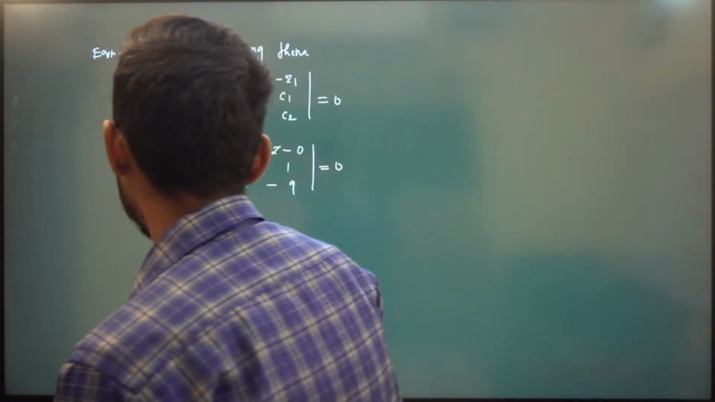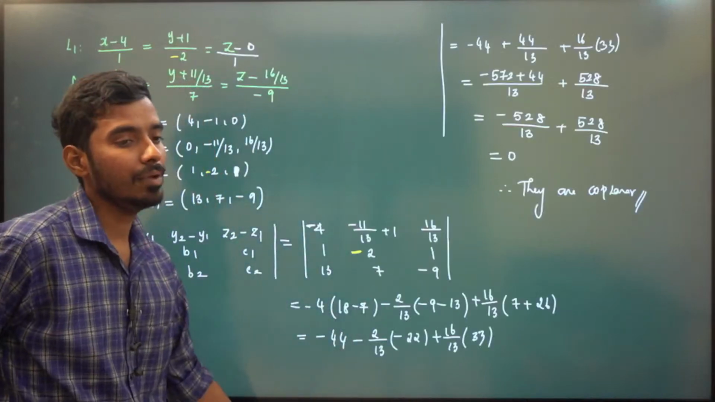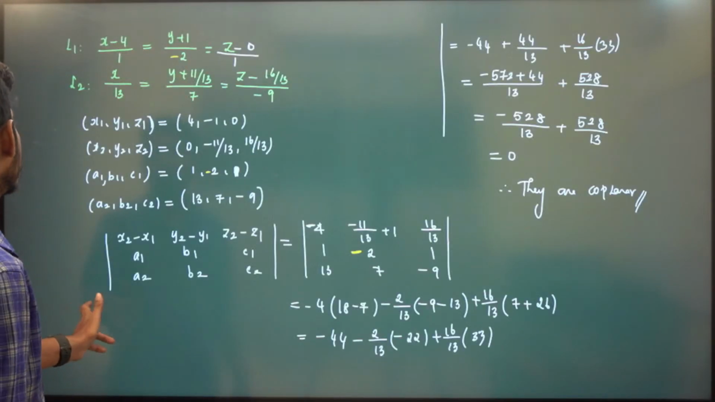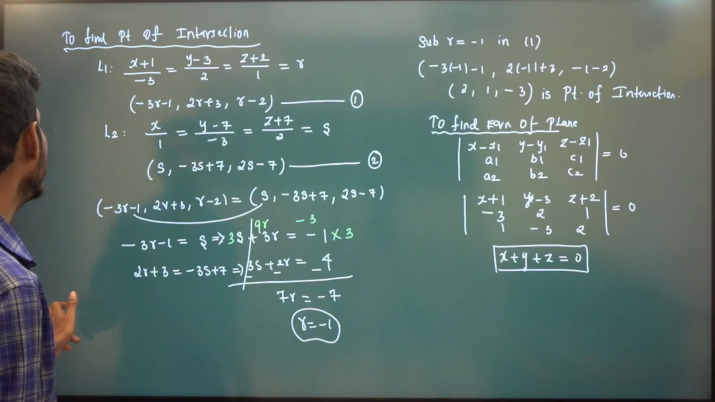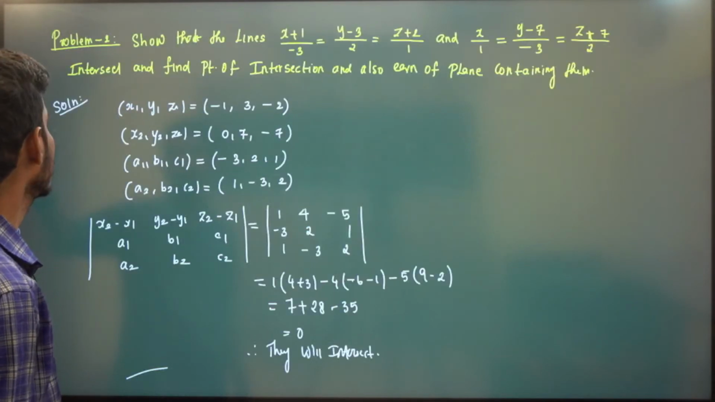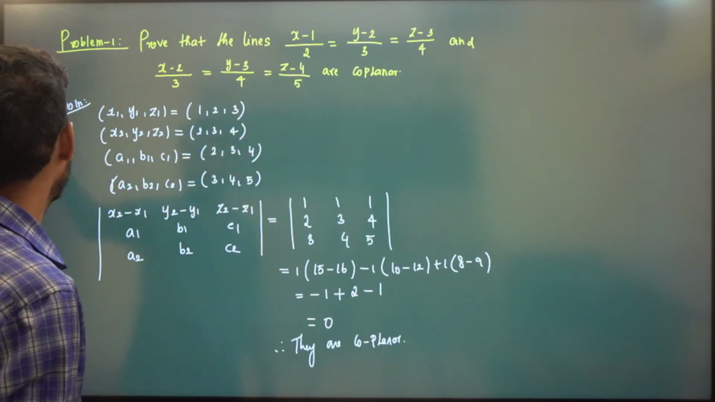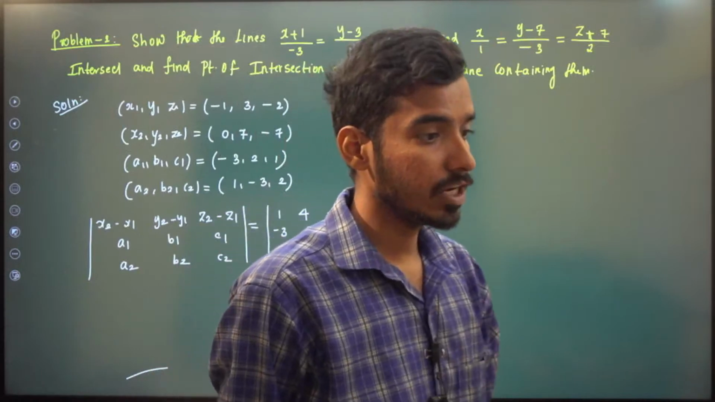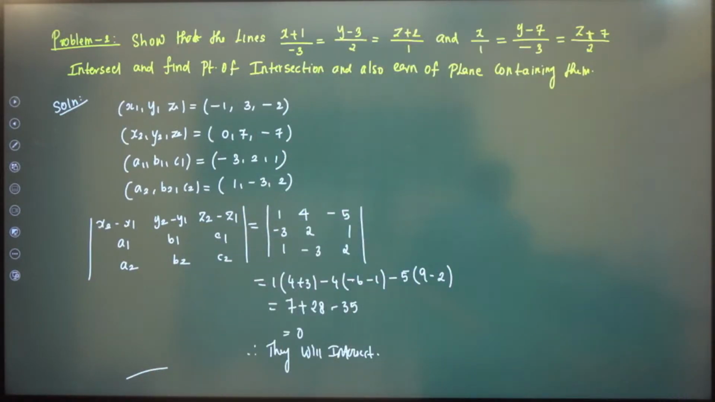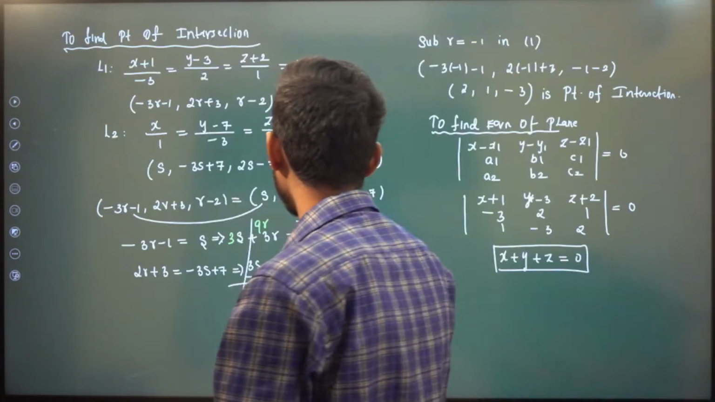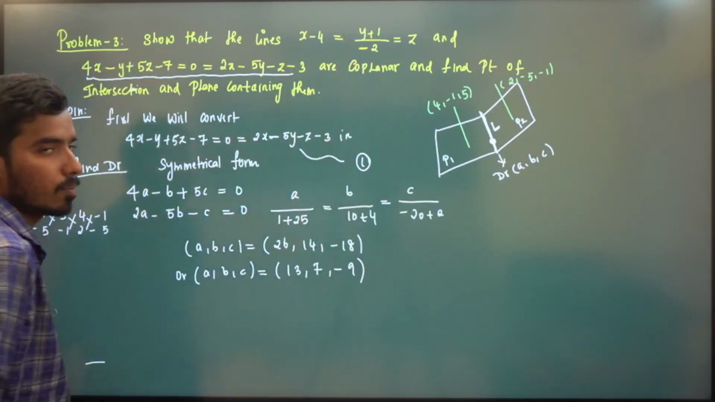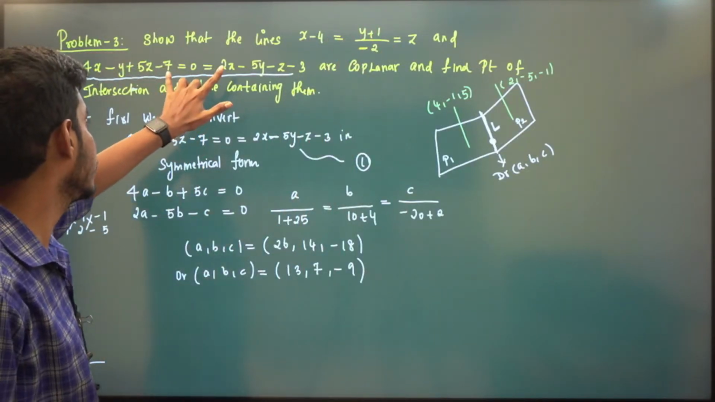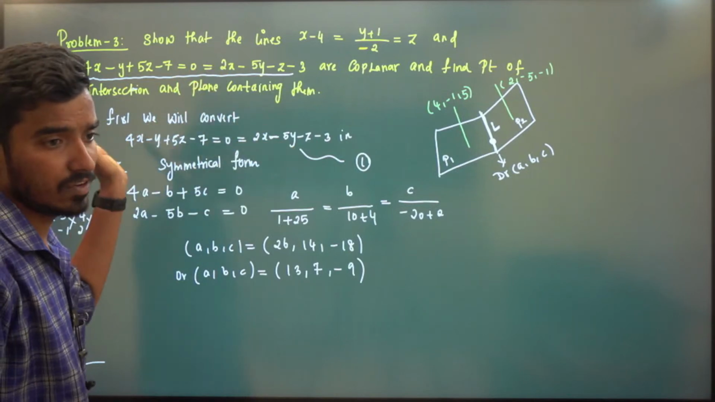Okay. So now next problem will be, see, in these first two problems, both lines are in symmetrical form. In problem 2, both in symmetrical form, we need to show they are coplanar, we need to find the point of intersection, and we need to find the equation of plane containing them. Very easy. Now in this problem, one is general form, other is symmetrical form. We have converted this general form to symmetrical form and followed the previous procedure.